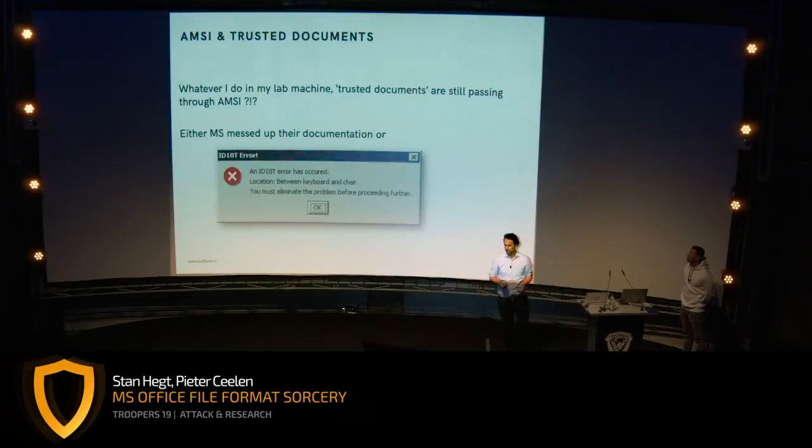So how does it affect MC? Whatever I do in my lab machine, trusted documents are still passing through MC. I really don't know what's going on. Either Microsoft messed up their documentation, or it's an idiot error on my end. But whatever I do, trusted documents still go through MC. So I really have no idea what happens here. That doesn't mean that trusted documents are not interesting, so I'll just make a small sidestep to stuff I did there.